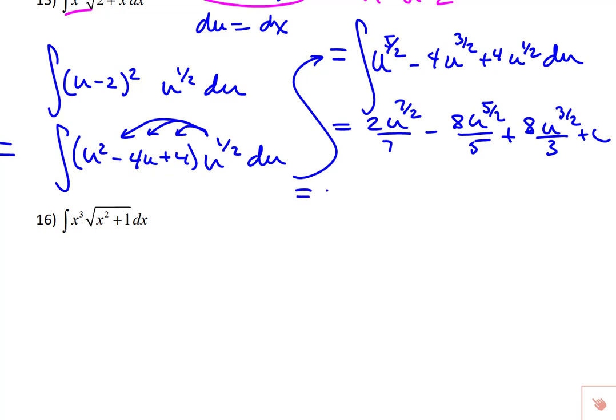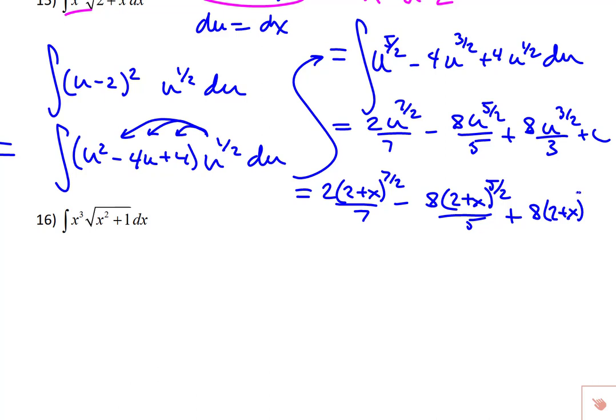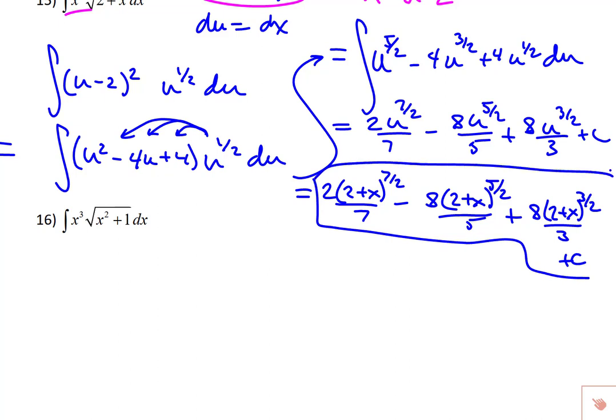And remember, we want to replace these u's with what we had originally set it equal to, so we'll end up with 2 times, it's 2 plus x, I'll leave it the same way here, 2 plus x to the 7 halves over 7 minus 8 times 2 plus x to the 5 halves over 5 plus 8 times 2 plus x to the 3 halves over 3, and then plus, don't forget our plus c. Out of space. Okay, we'll put it in there at the end. So this ultimately is our result for this one.